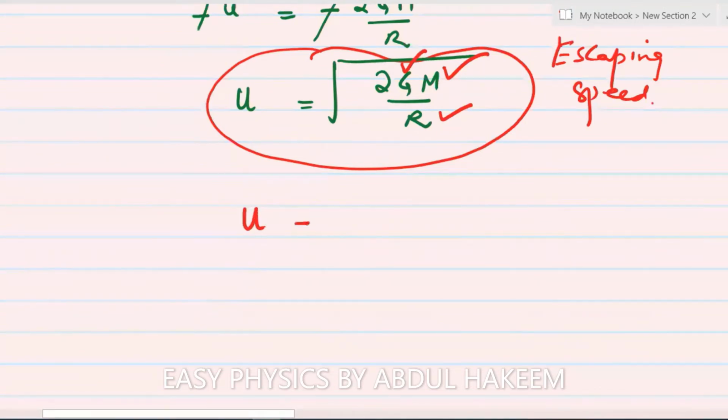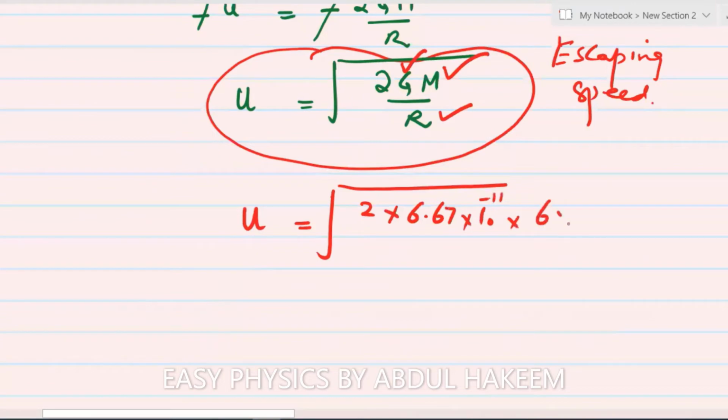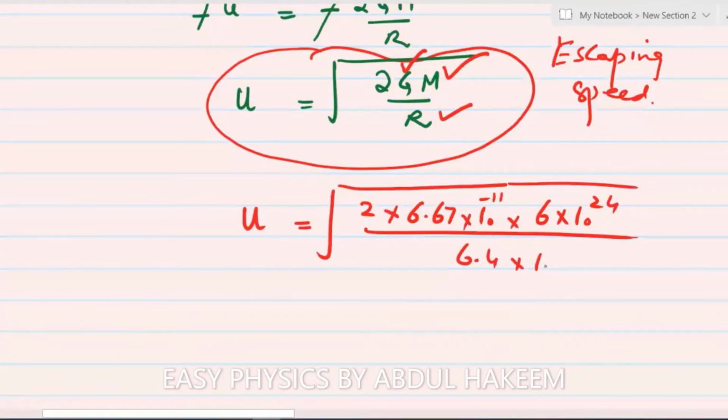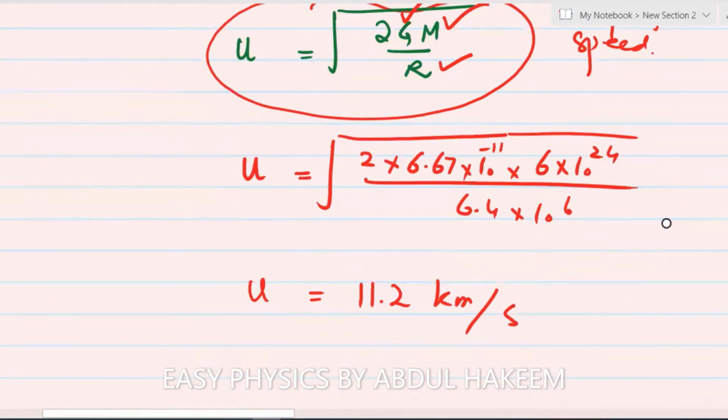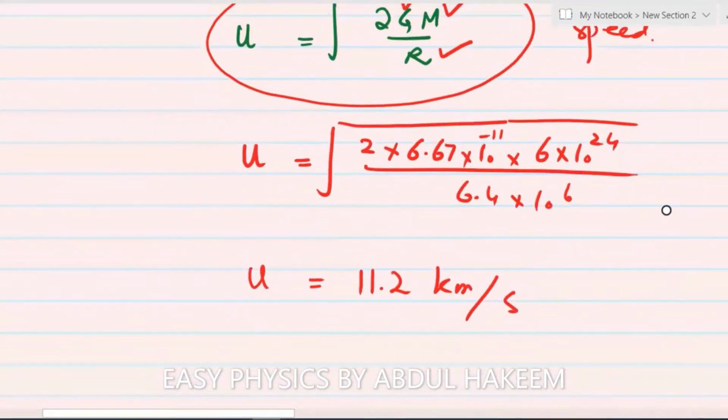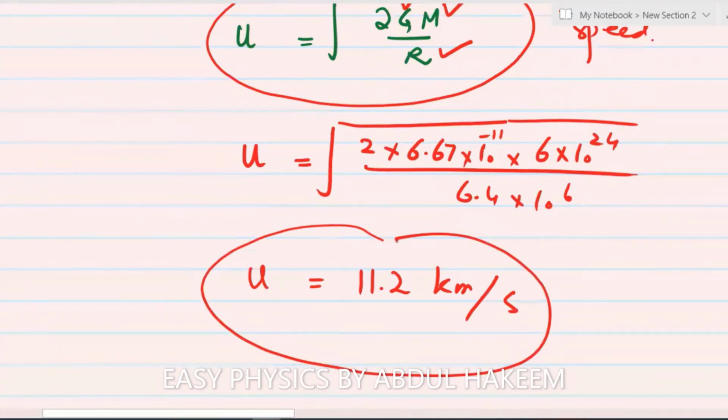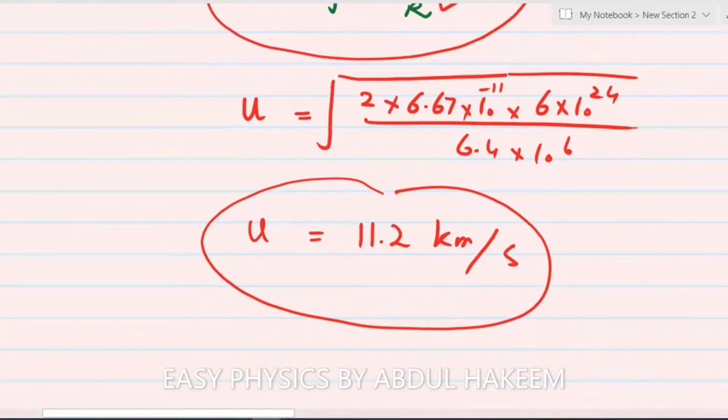It depends on the mass of the planet: under root of 2 into 6.67 into 10 power minus 11, mass of the earth is 6 into 10 power 24, radius of the earth is 6.4 into 10 power 6. So this will be 11.2 kilometers per second. So remember, this is a fixed value. Whenever you throw something upward from the surface of the earth with this speed, it will definitely escape and never come back to the earth. So this is the minimum speed required.